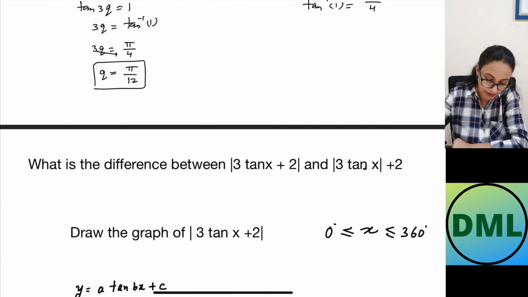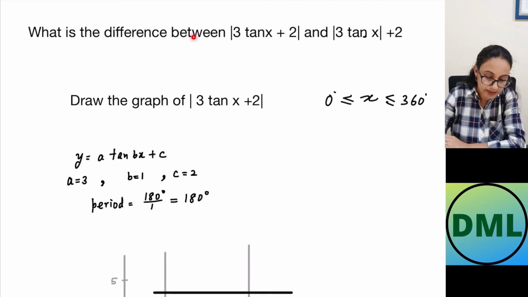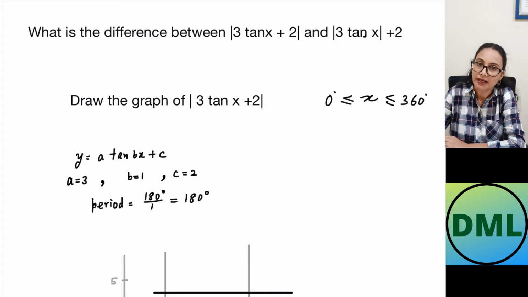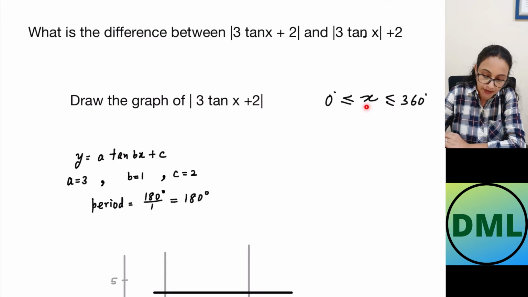Now let's see one more example. What is the difference between mod of 3 tan x plus 2 closed, and mod of 3 tan x, mod closed, and then plus 2? What is the difference if I plot both the graphs? So we are going to see what is the difference between both the graphs. So let's take this graph first, 3 tan x plus 2, and then you are taking the mod, and you have to plot it from 0 to 360 degree.